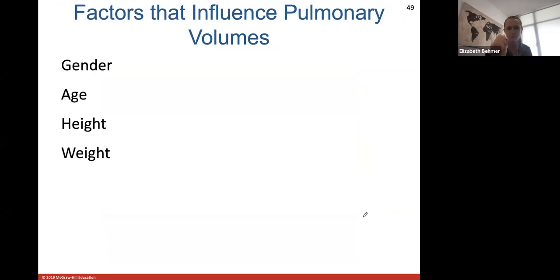Different factors can influence pulmonary volumes: your gender, age, height, and weight. Most of these just have to do with the fact that, for example, males often have larger lung capacities because they're just taller. But not always. Your height and your weight can also have a significant effect. So a smaller person with a smaller thoracic cavity won't be able to take in as much air. Your age, naturally, pulmonary capacities can decrease with age, just as your lungs and muscles lose the ability to stretch out and recoil as much as they want to.